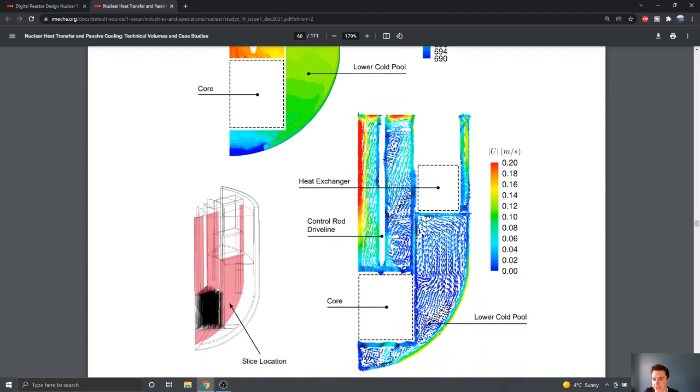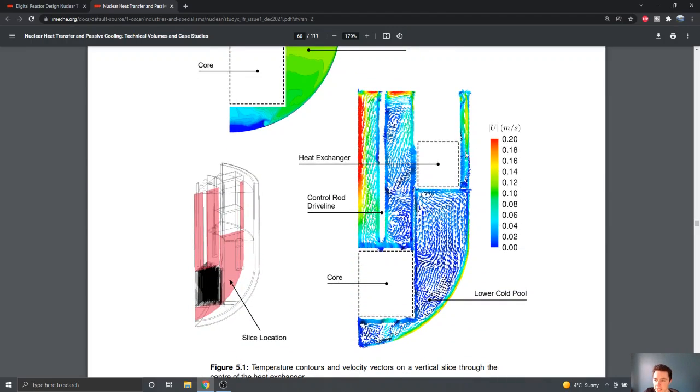And we can see this in the velocity vector plot, which you can see here. The lead is being driven up the middle of the core, kind of like a plume that's coming out the top of the reactor. And then as it passes out, it's cooled by the core barrel, and then it flows back down the outside and into the heat exchanger, which you can see here.